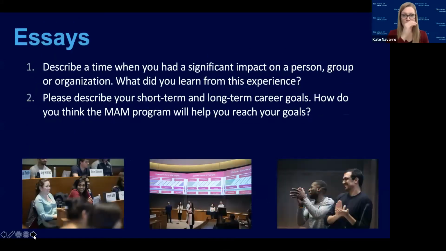So first and foremost, we have essays. Essays are very important for many different reasons, but we have 2 essays. I would say the second one is broken down into 3, so it may feel a little bit longer, but our first essay is: describe a time when you've had a significant impact on a person, group, or organization. What did you learn from this experience?